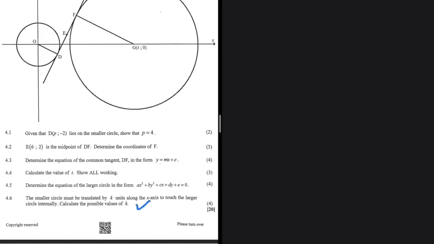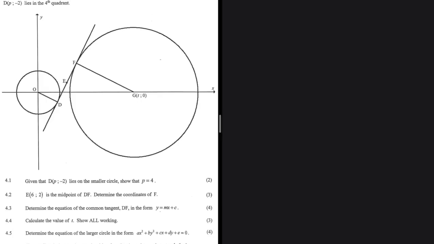4.6. The smaller circle must be translated by k units along the x-axis to touch the larger circle internally. Calculate the possible values of k. Okay, so we have two possible values of k. Question 4.6 is not for the faint-hearted ones. I hope I don't turn out to be faint-hearted. So let's just go ahead and give this question a try.